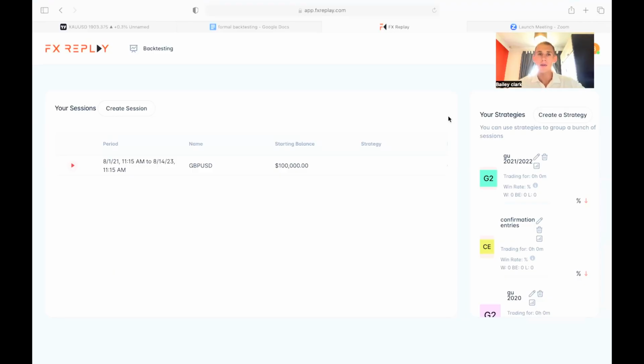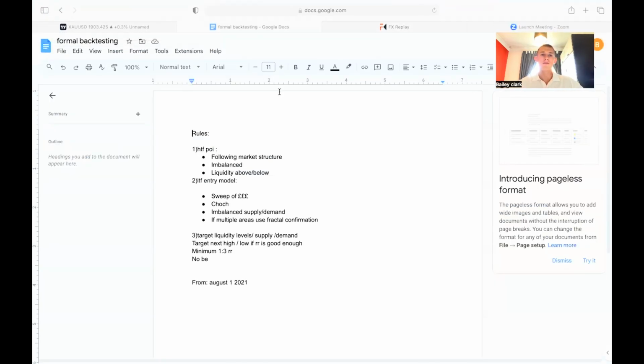All right, guys, so before we go through the backtesting, let me just quickly take you through the rules and the system that I'm going to be backtesting. So the system that I'm currently backtesting is a refinement of the strategy that I was previously using.